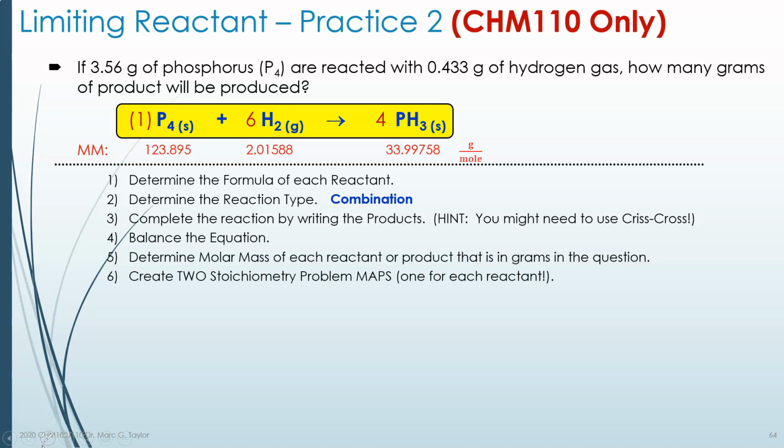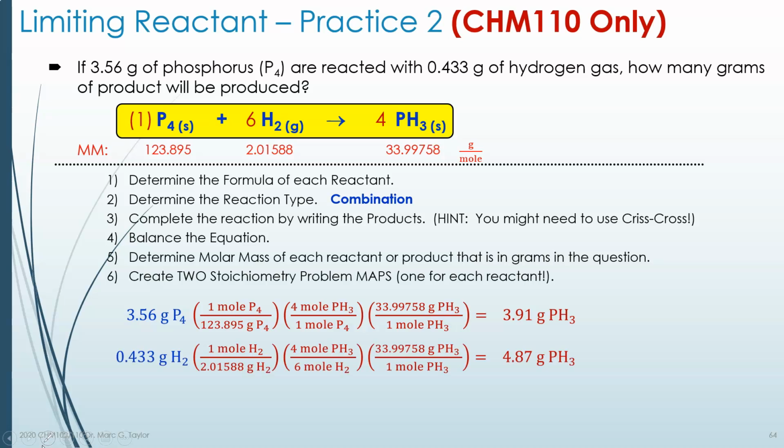And now we're going to create our 2 stoichiometry problems. So you can make a map that shows you're going from grams to moles to moles to moles. Grams of one thing to moles of the one thing, to the moles of the second thing, and then moles of the second thing to grams of the second thing. Or you could just write the maps directly as formulas. So we have 3.56 grams of P4. We're going to calculate how much product is formed from that, assuming there's an enormous amount of hydrogen gas available, so it doesn't run out. And then you're going to calculate how many grams of product you'll make from 0.433 grams of hydrogen gas, assuming you have a lot of phosphorus available, so it doesn't run out.